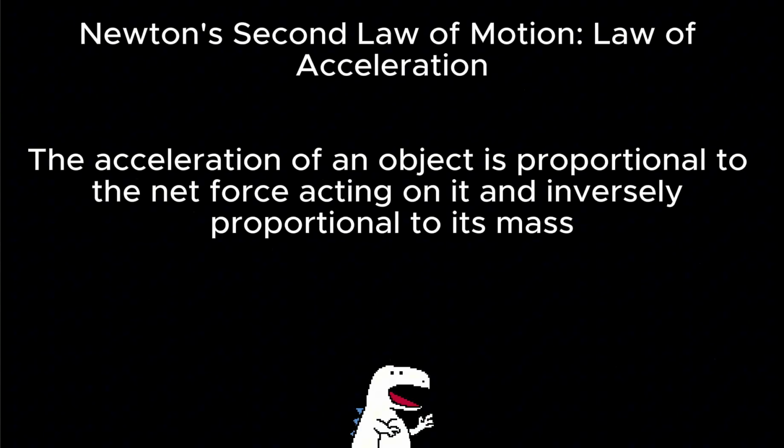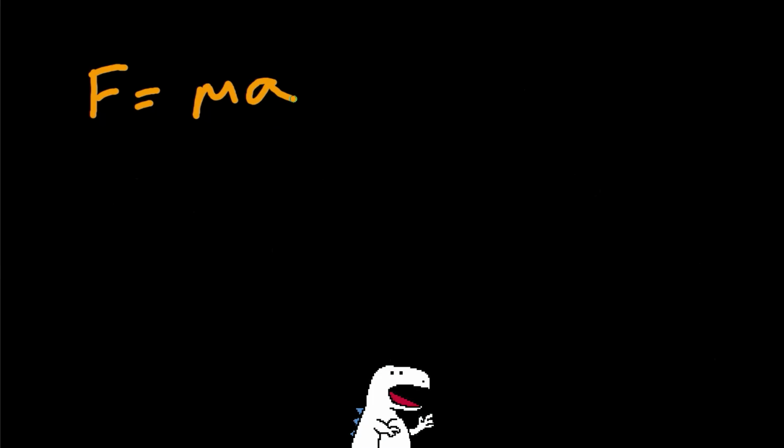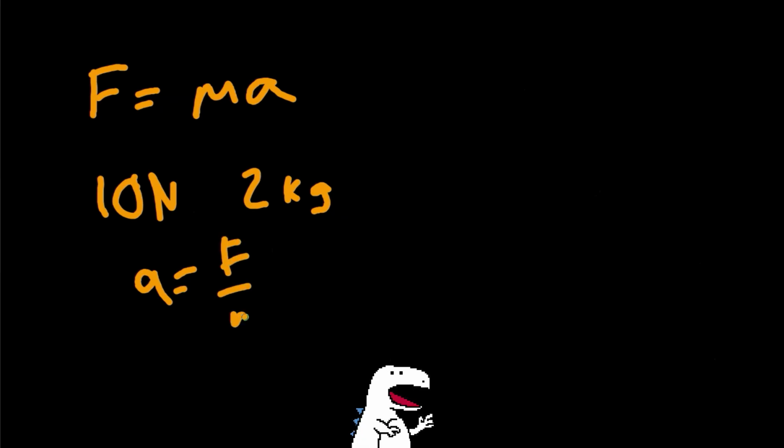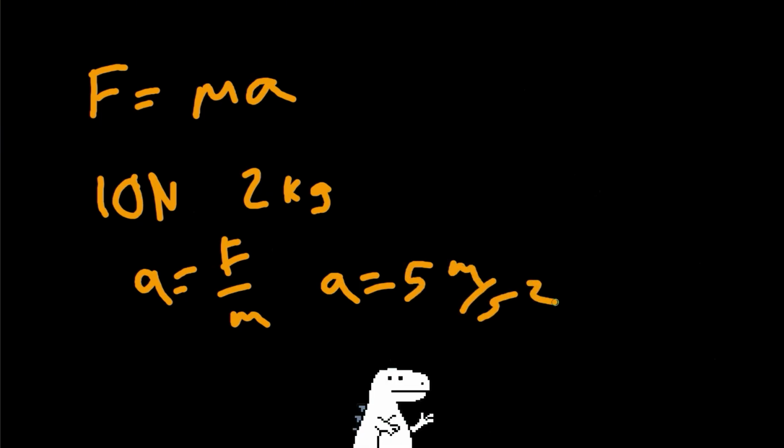The second law is the law of acceleration. So the acceleration of an object depends on the net force applied and inversely on its mass, which is the formula we just learned, F is equal to ma, mass times acceleration. So if you apply a 10 newton force to a 2 kilogram box, then to calculate acceleration, a will just be equal to the force divided by the mass. So a, in this circumstance, would be 5 meters per second squared.